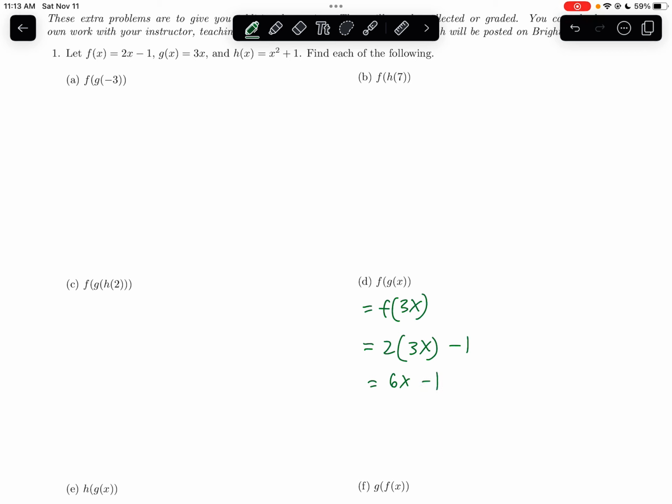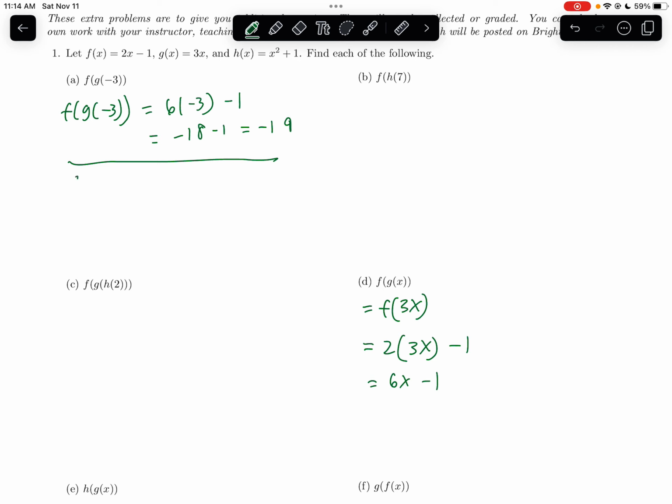So this means that for part A, if you want a value from the composition at -3, you could do this in two ways. You could evaluate the formula for the composition at -3, and you'll get 6 times -3 minus 1, which is -18 minus 1, which is -19. So that's using this formula that we just found for any arbitrary input value for the composition.